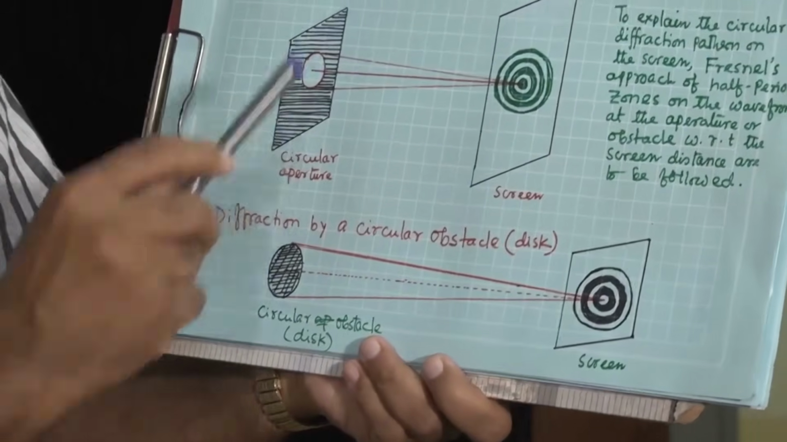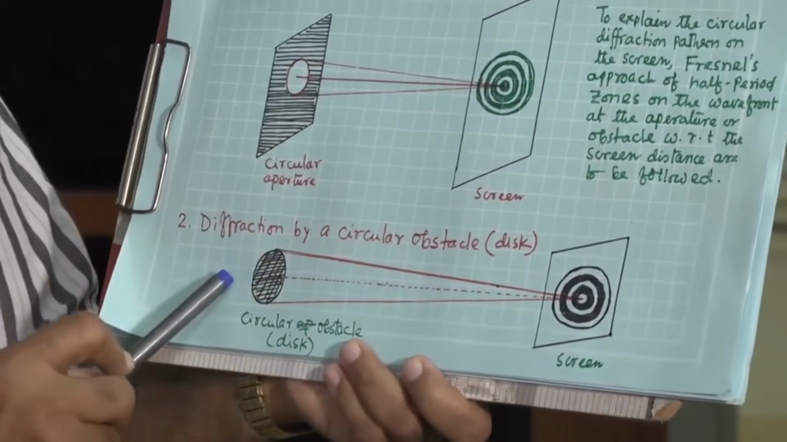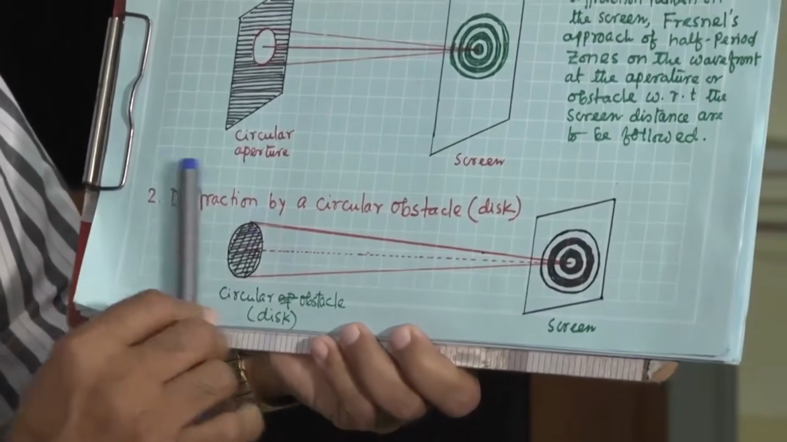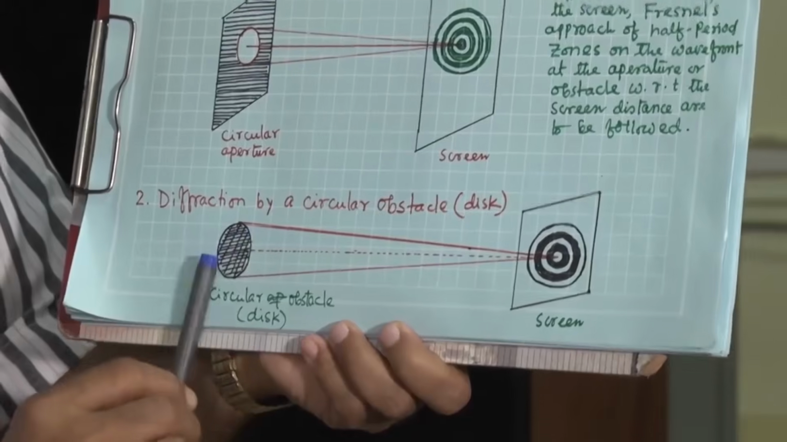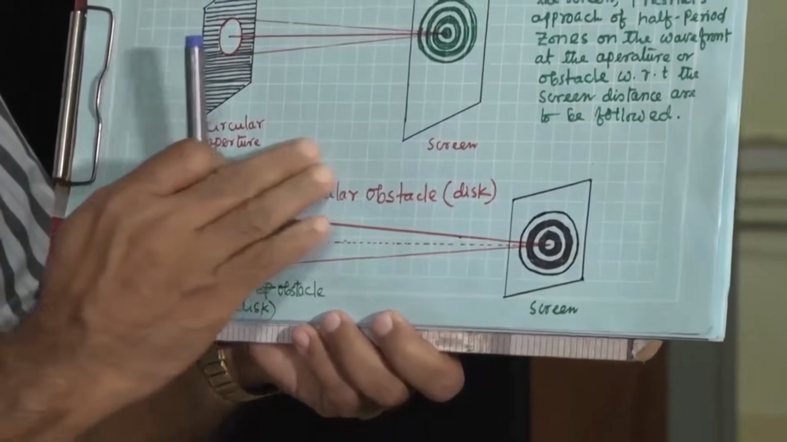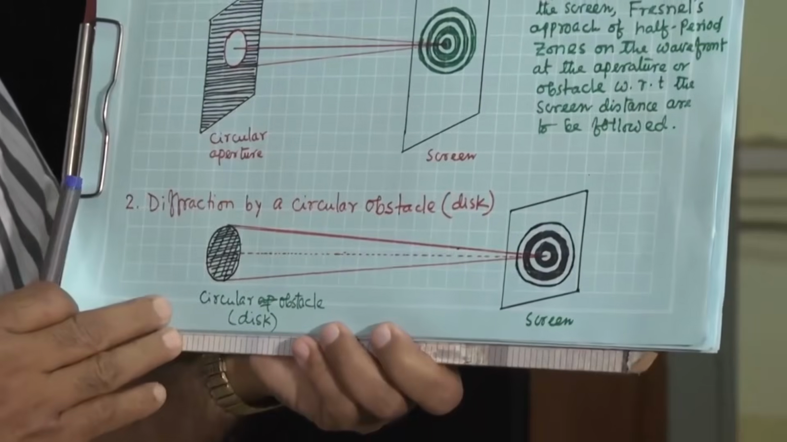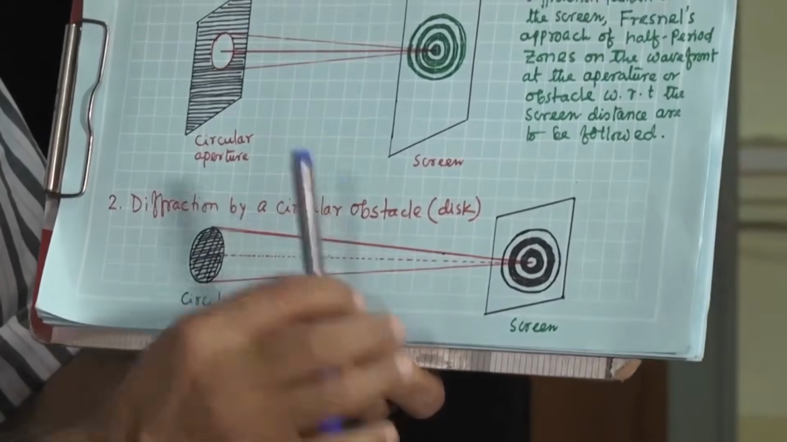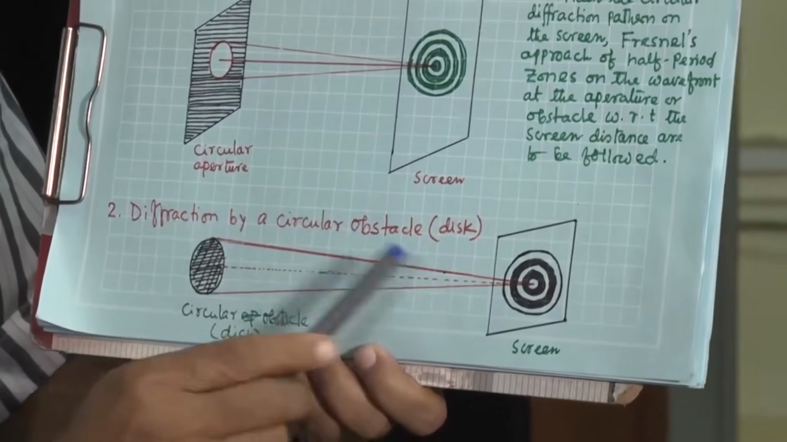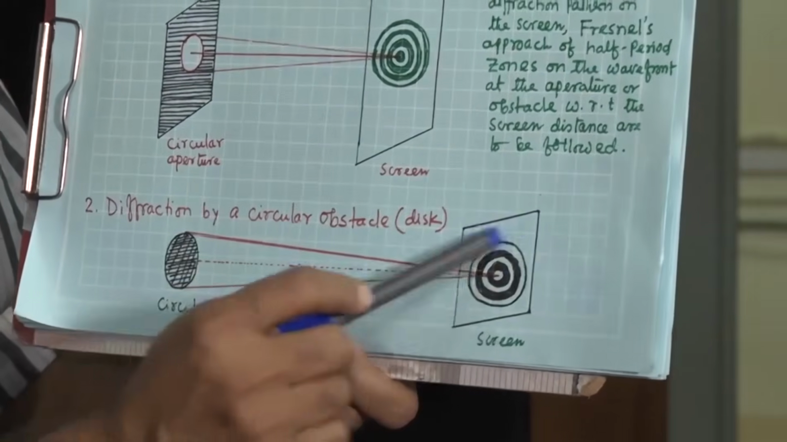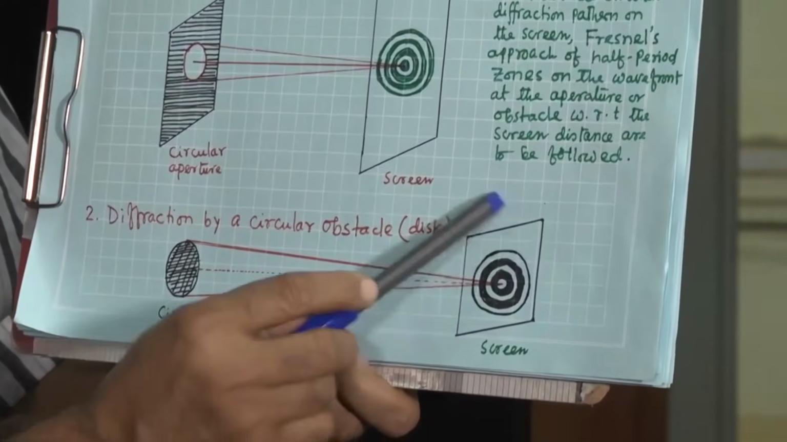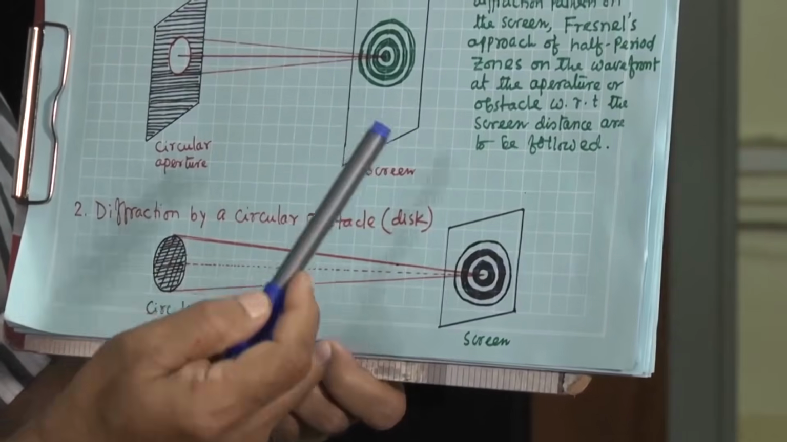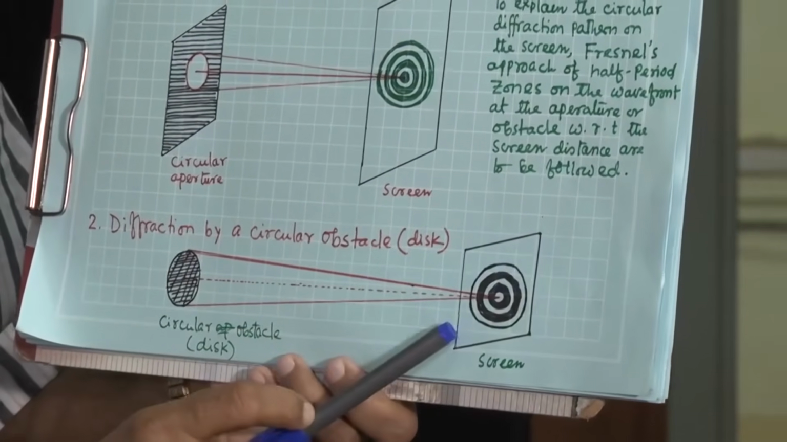And also you can see this type of diffraction pattern for, say, a circular obstacle. If you take a disc, so light is falling, no light will pass directly through this disc, but light will go from the surrounding. So if this is a very small object, a small disc, then you will see the diffraction pattern, and on the screen you will see this type of pattern of the diffraction. So, a bright and dark circular pattern you will see on the screen.